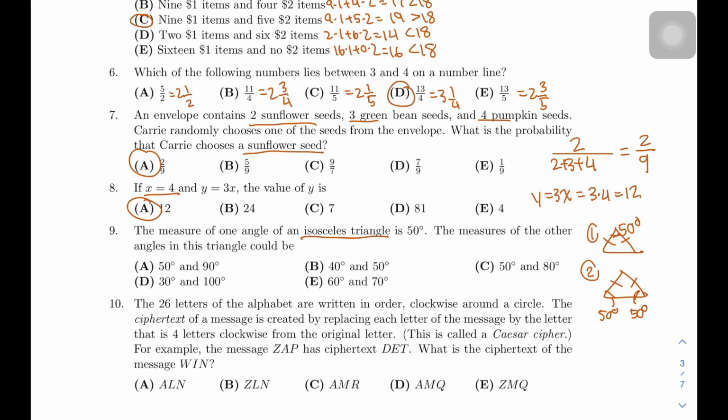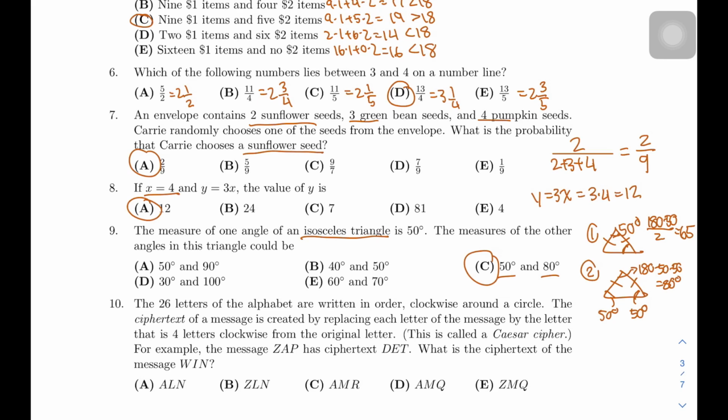And since the sum of the angles of a triangle is 180, this angle would be 180 minus 50, which equals 80 degrees. And if you see, we do have the option of another 50 degrees and 80 degrees. So this should be the correct answer, but let's check the first scenario. So if this first scenario were true, then the other angle, such as this one, will be 180 minus 50 divided by 2, which would give you 65.